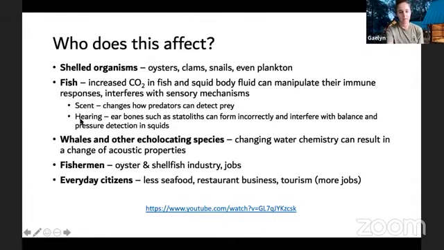Hearing is going to be affected as well. Ear bones called statoliths can be formed incorrectly with an increase of CO2 in the water, and that will interfere with balance and pressure detection in squids.